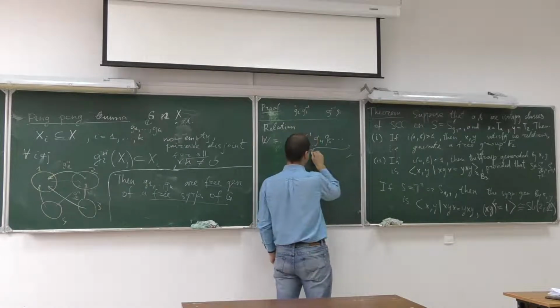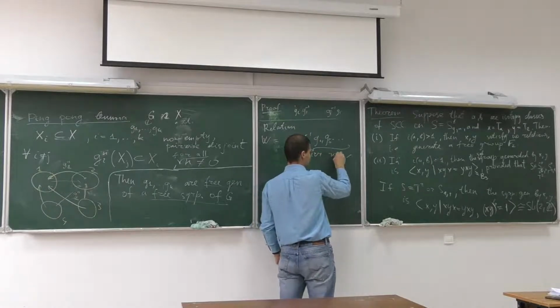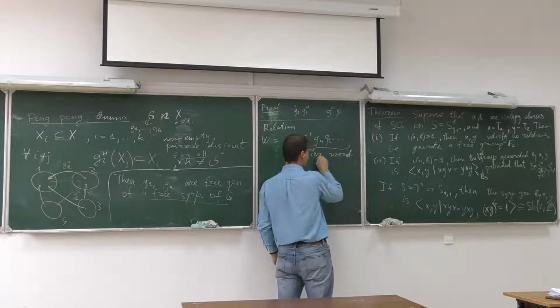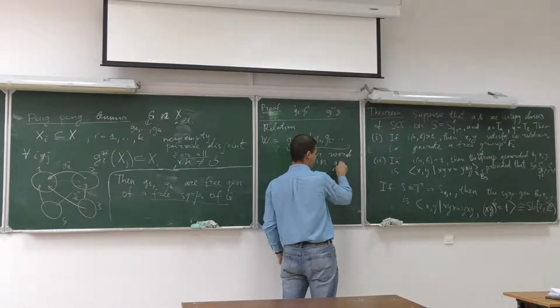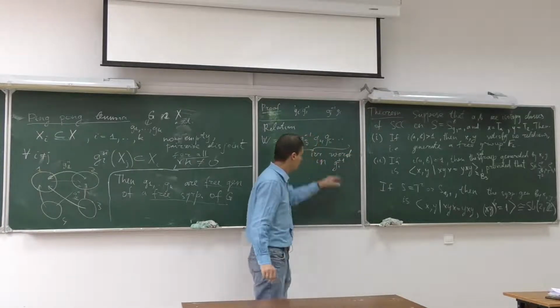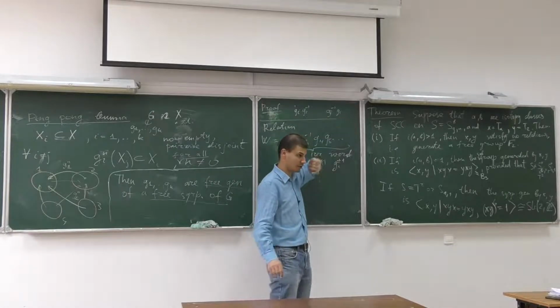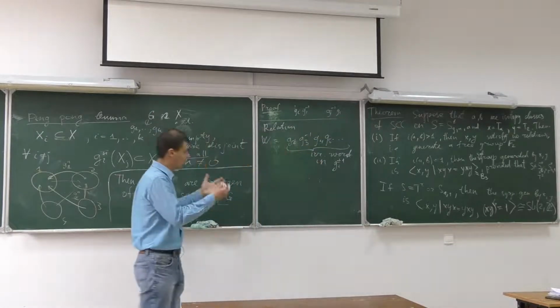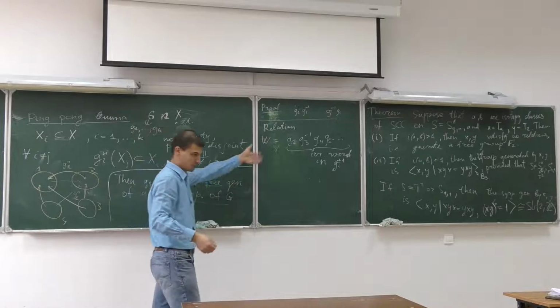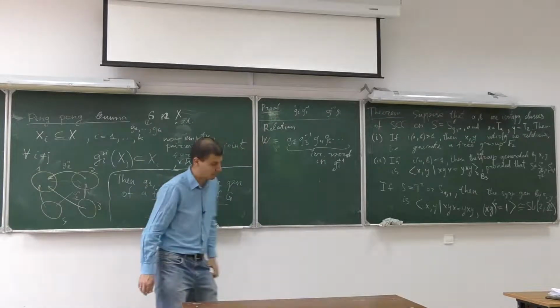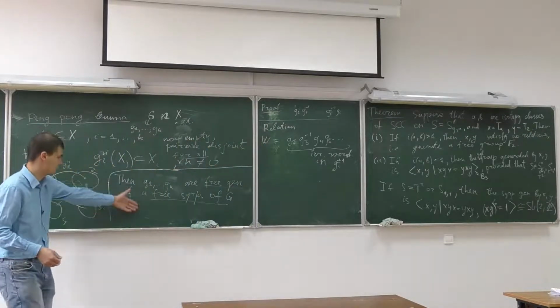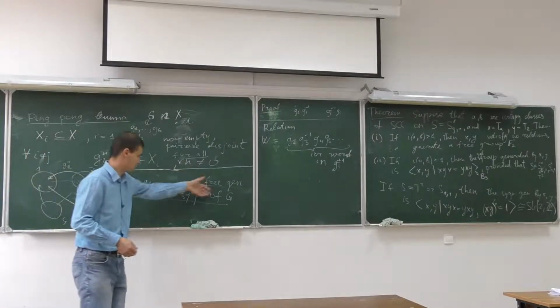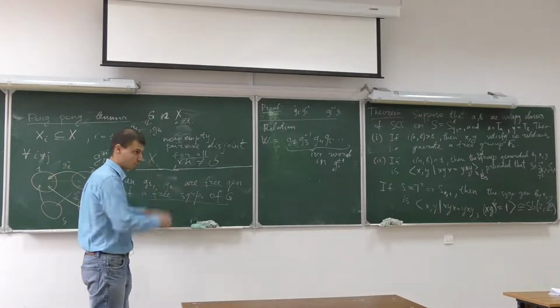Some irreducible word in G_i plus 1. Irreducible just means that it doesn't contain such subwords. Of course, a non-empty word. So we assume that we have a relation, and we would like to come to a contradiction.